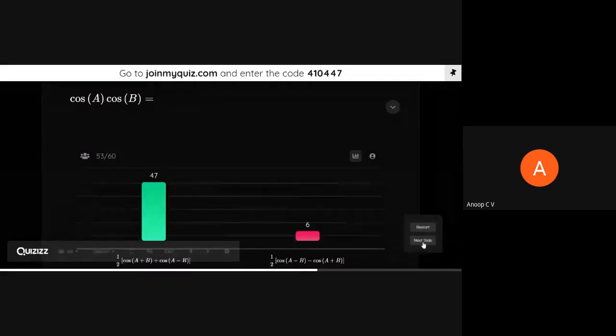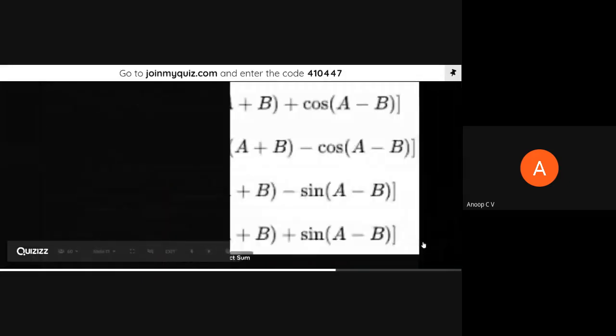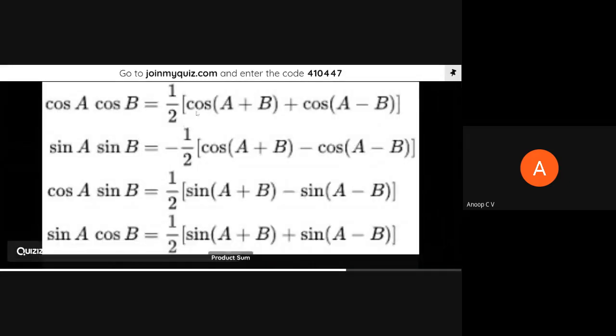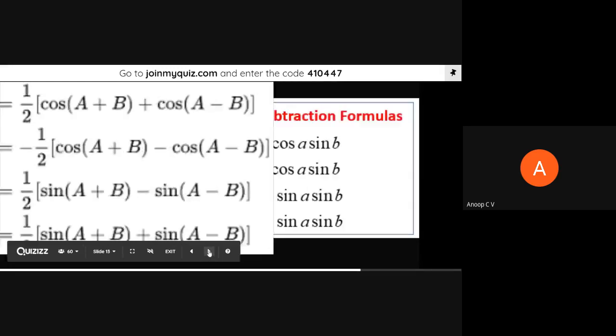Maybe I've just included two slides. So cos A cos B is this, sin A sin B is this, cos A sin B is this, sin A cos B is this. Of course, I'll share these slides with you. Knowing these results will be helpful. That's why I have included these results. I think all of you pretty much know these things, so I don't have to discuss them.